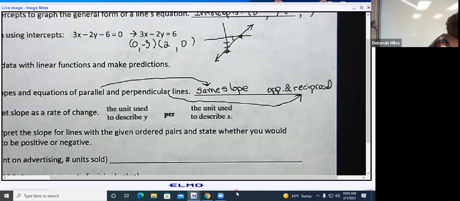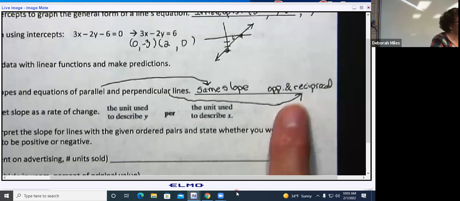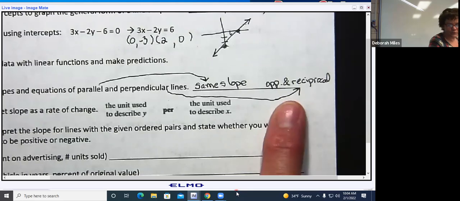Now, the way the book writes the slope of perpendicular lines, they write the product of the slopes of 2 perpendicular lines is -1. But think about what we just said. If one is 2/3 and the other has a slope of -3/2, what do you get when you multiply 2/3 and -3/2? -1. So that's just another way to say, take the opposite and the reciprocal.